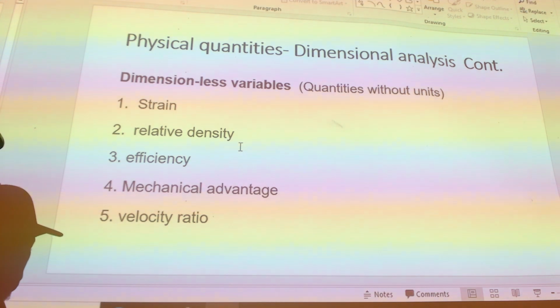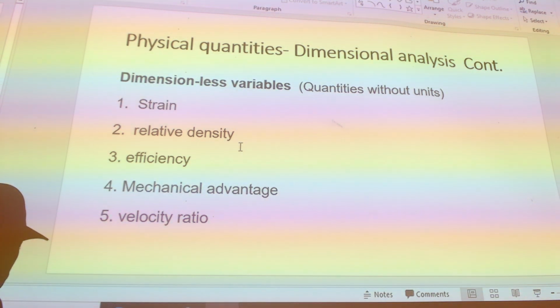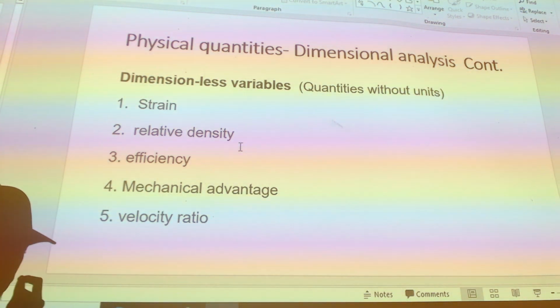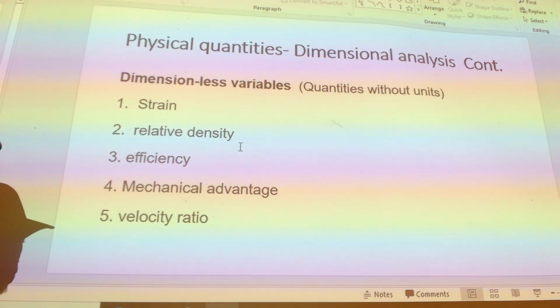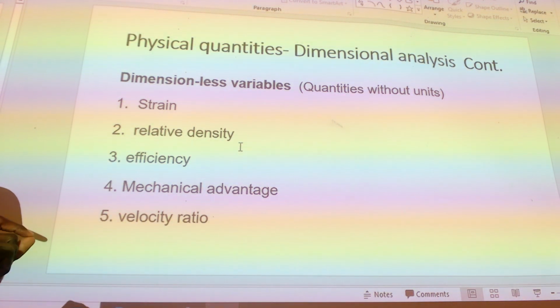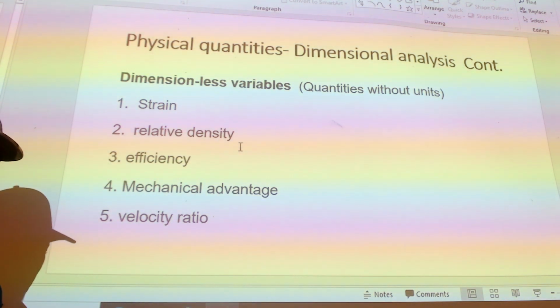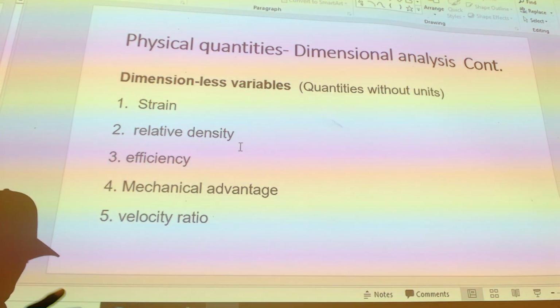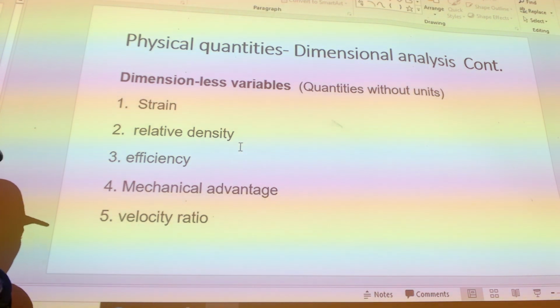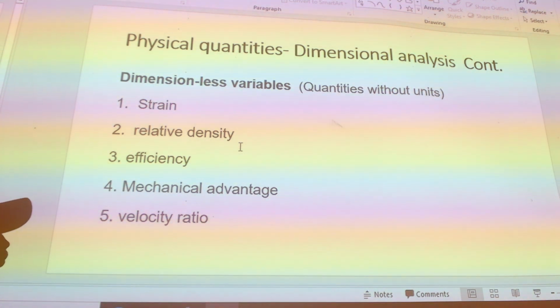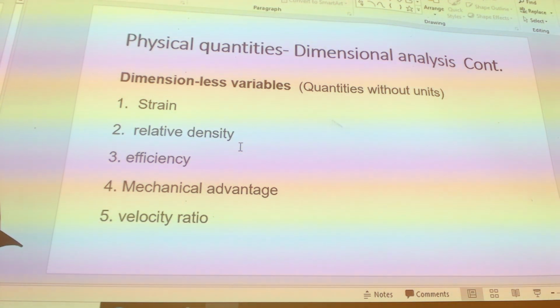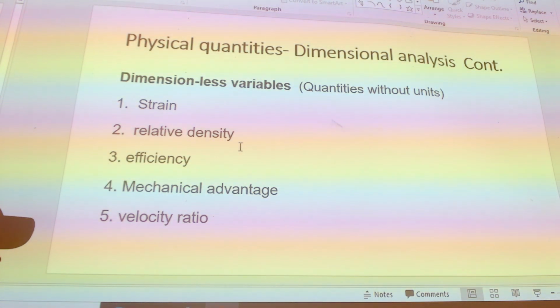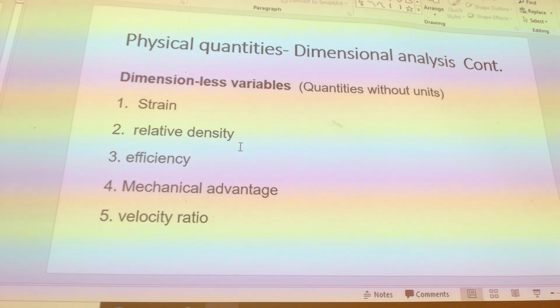You find that the dimensions of both values will cancel. The dimension for the numerator, which is mass, and the dimension for the denominator, which is mass, will cancel. Or the unit of mass, kg, for the numerator and kg for the denominator, will cancel. Therefore, relative density has no unit. In simple form, any quantity without a unit is dimensionless, right? So we refer to those quantities as dimensionless variables.